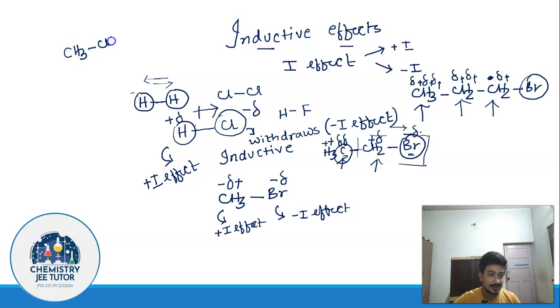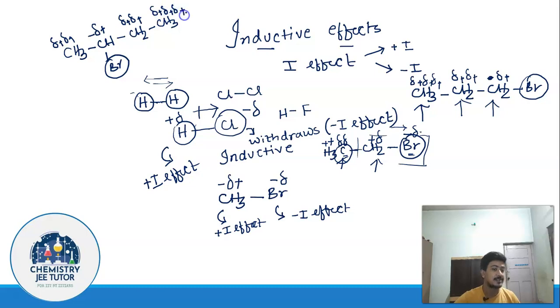Now suppose you do this: CH3, CHBr, CH2, CH. In this case, this carbon is going to attain the maximum delta positive character. This one is going to attain delta positive character. This one is also going to attain delta positive character because both of them are equidistant from this bromine. This one on the other hand is going to acquire the least amount of positive character. That's how it is. So it's actually a distance dependent phenomenon. That's what I'm trying to tell.